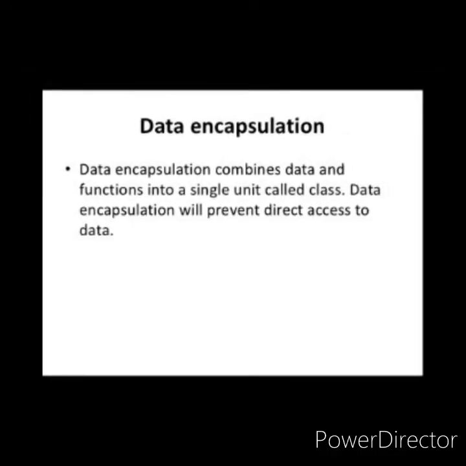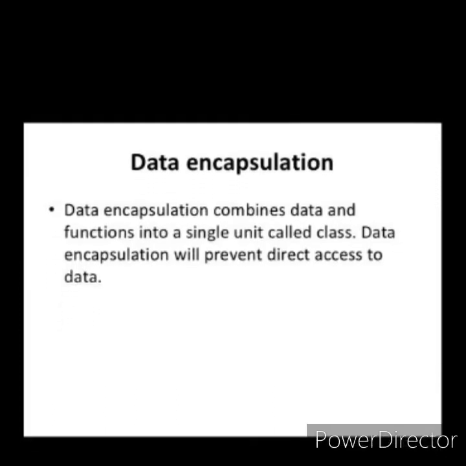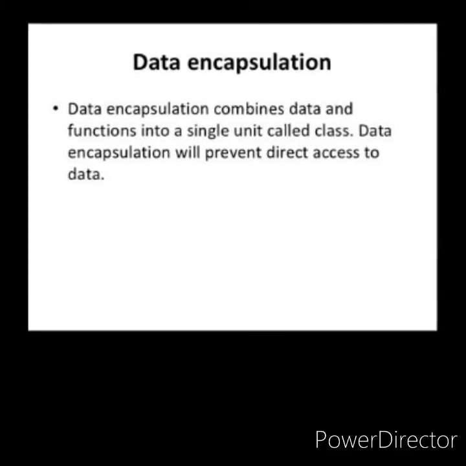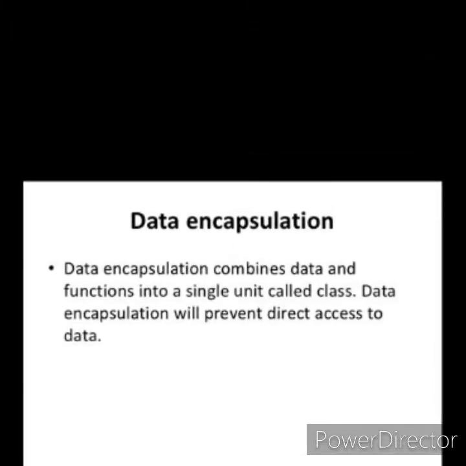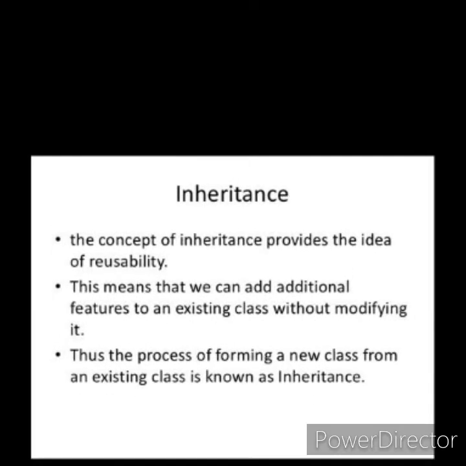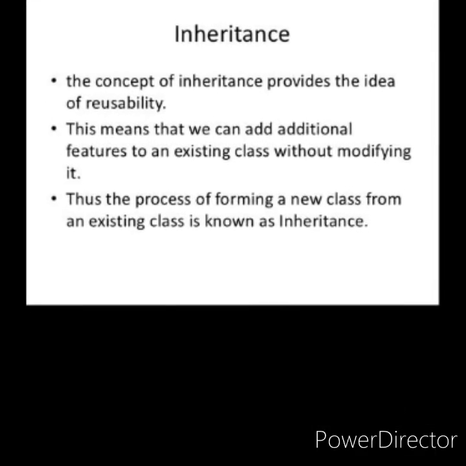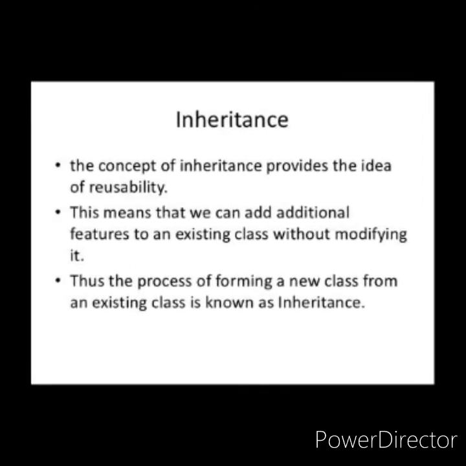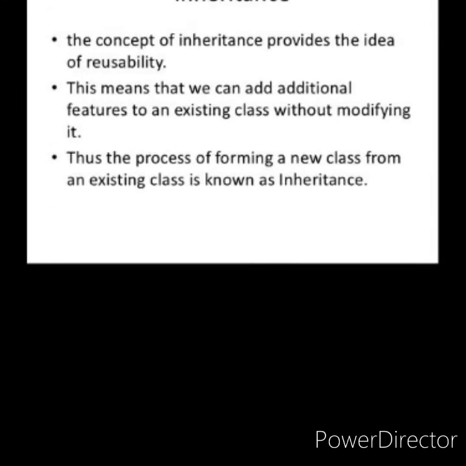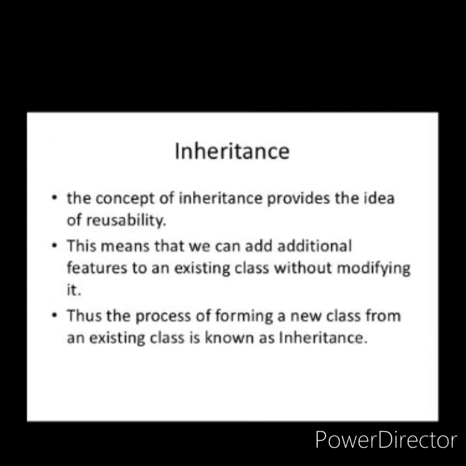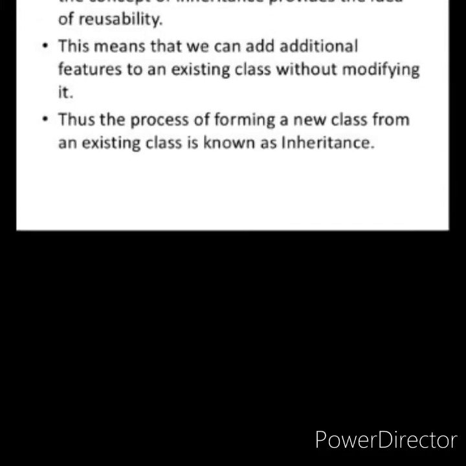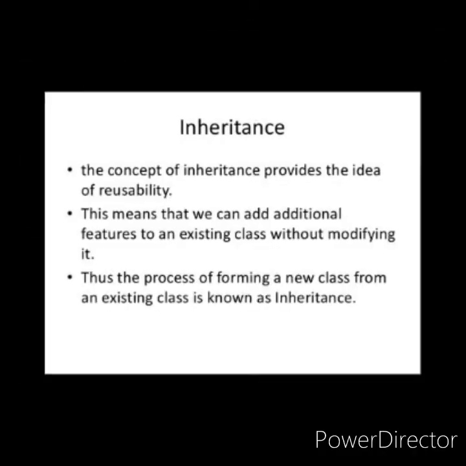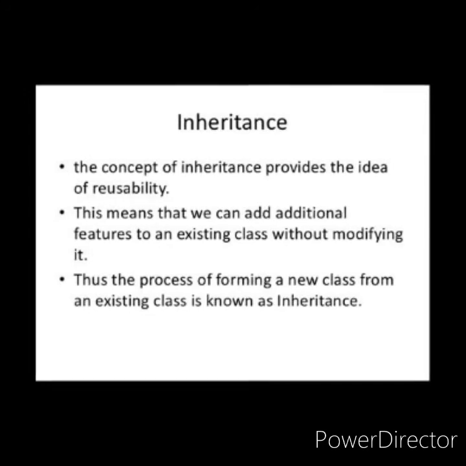The next characteristic of object-oriented programming is called inheritance. Inheritance is nothing but deriving a new class from an already existing class. Deriving a new class from an already existing class is called inheritance. Here, there are two different kinds of classes: one is called the subclass and the other is called the superclass.